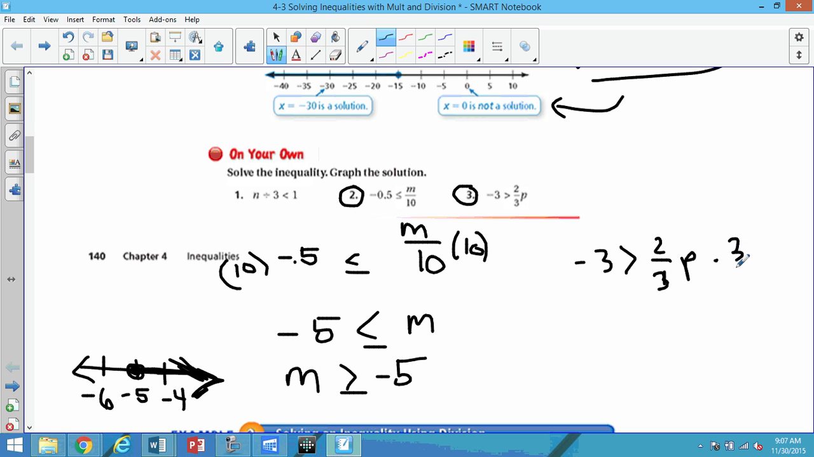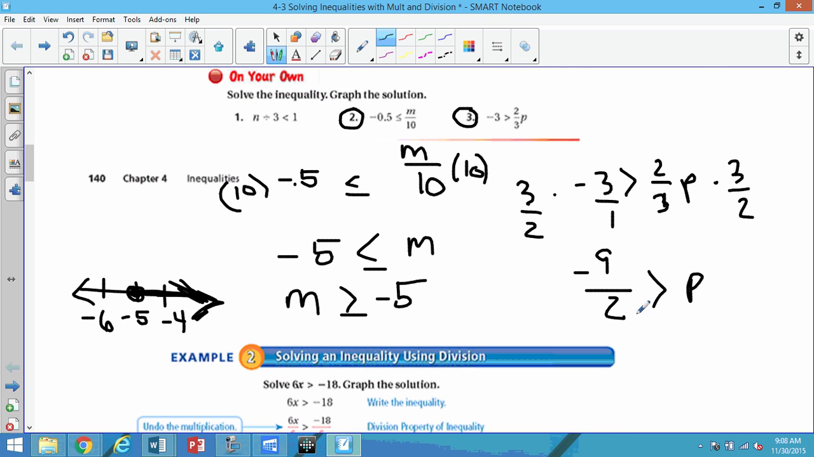So you're going to multiply both sides by 3 over 2. And you're going to multiply this side by 3 over 2. Well, this -3 becomes -3 over 1 because it's a whole number. So 3 times -3 is -9 over 2 is greater than p. But we don't want to end it there because I want my p to be first. So it'd be p is less than, and 2 goes into 9 4 times, and I'm left with 1/2. So it's a -4 1/2.